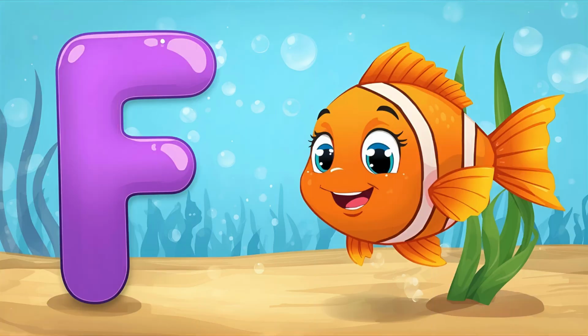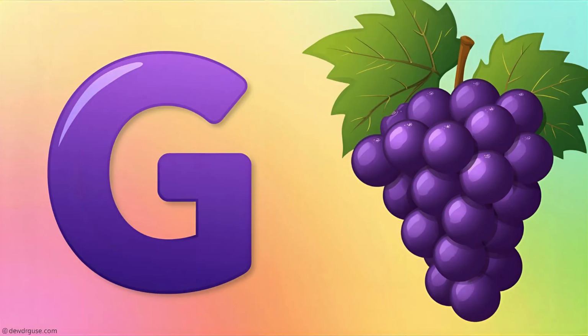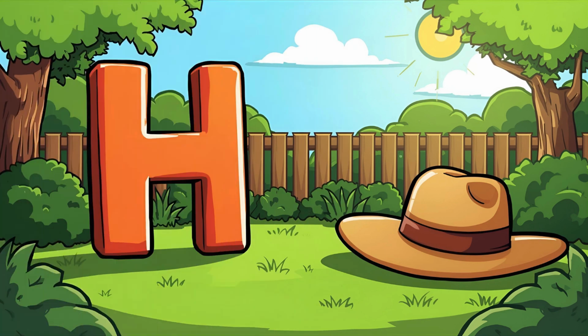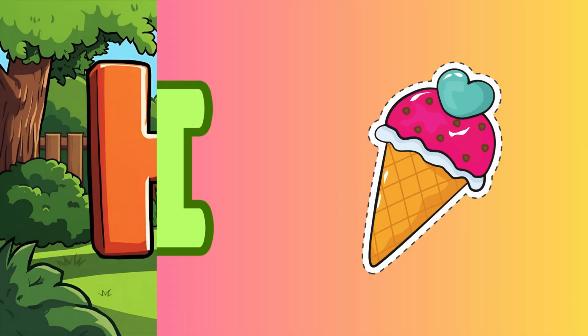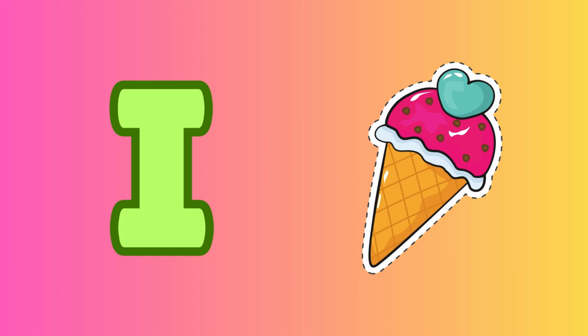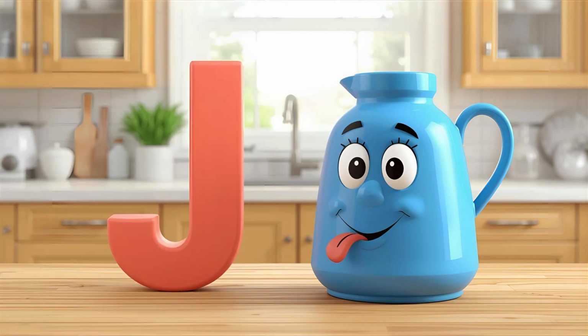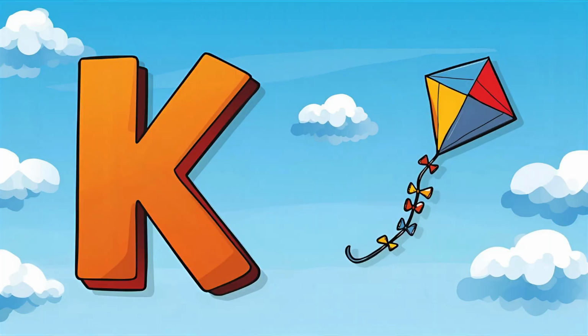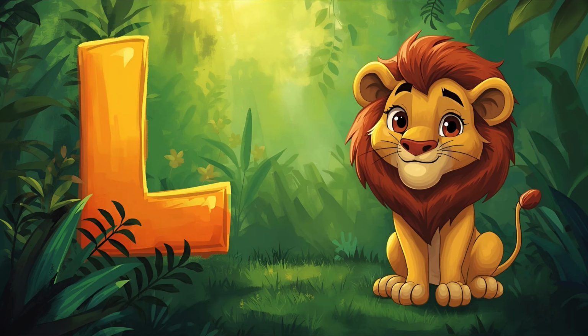F for fish. G for grapes. H for hat. I for ice cream. J for jug. K for kite. L for lion.